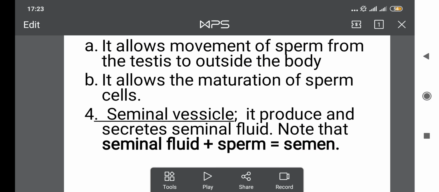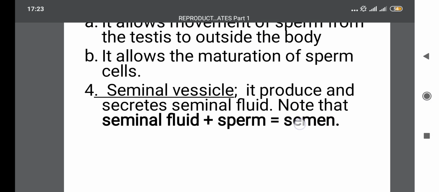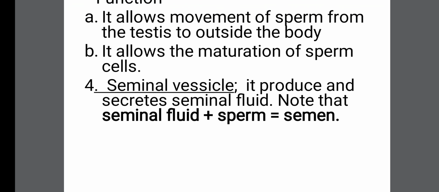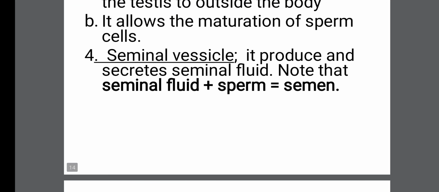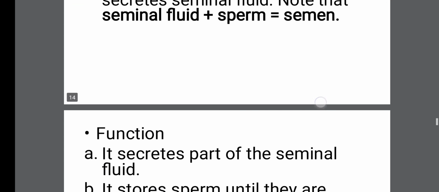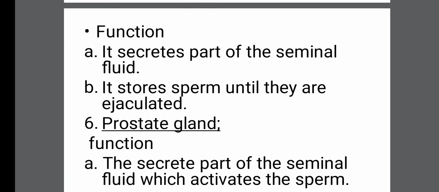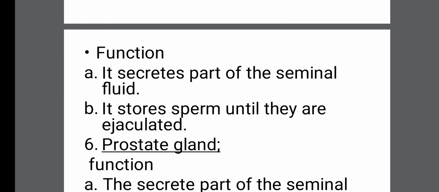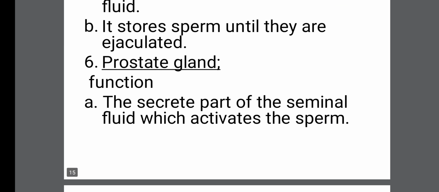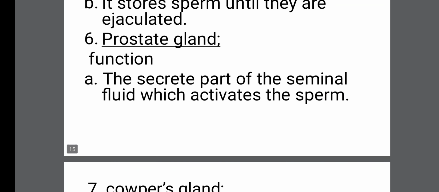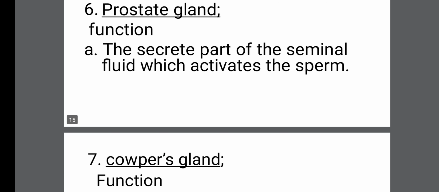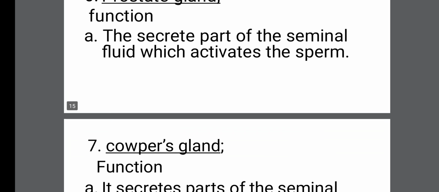The seminal vesicle is that part that secretes seminal fluid which contains fructose. Fructose is a kind of carbohydrate that provides energy for the sperm. Let's look at the function of the seminal vesicle. It secretes part of the seminal fluid. It also stores sperm until they are ejaculated. Prostate gland, note your spelling, prostate gland. The prostate gland secretes the part of the seminal fluid which activates the sperm.